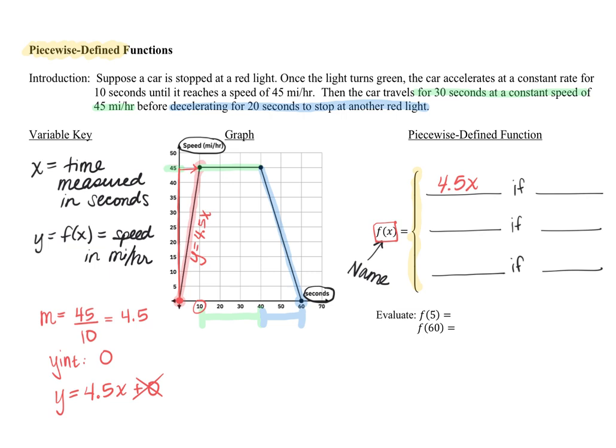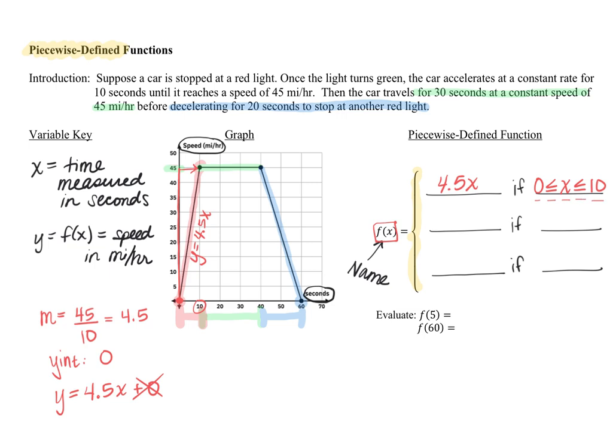Now, it's important to notice that this red portion of the graph was only applicable for the times between 0 and 10. So that's going to be our domain restriction. That comes after the word if. So 4.5x only works if our x values, which are the times, are in between 0 and 10 seconds. So we'll put x in between 0 and 10, and then we need to put the appropriate inequality signs here. The way we would read this from left to right, we would say 0 is less than or equal to x is less than or equal to 10.